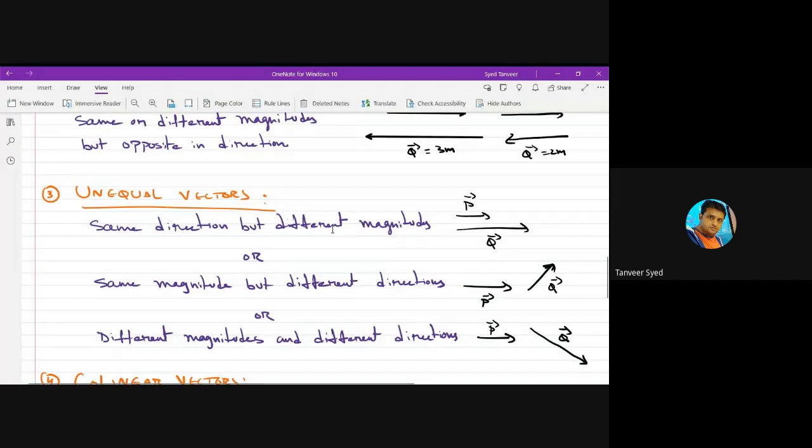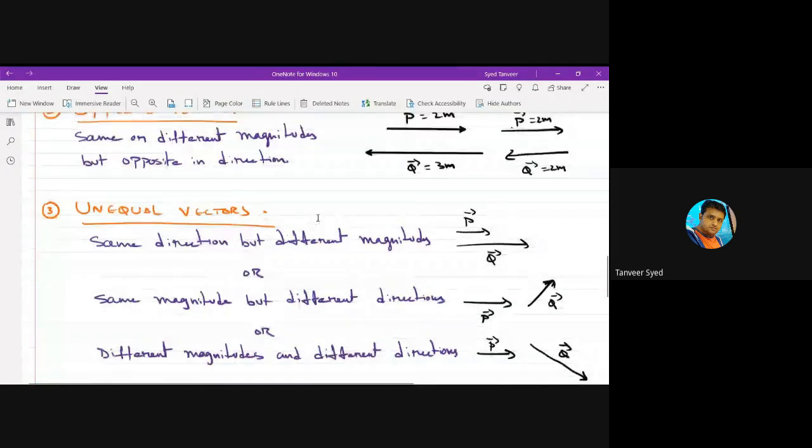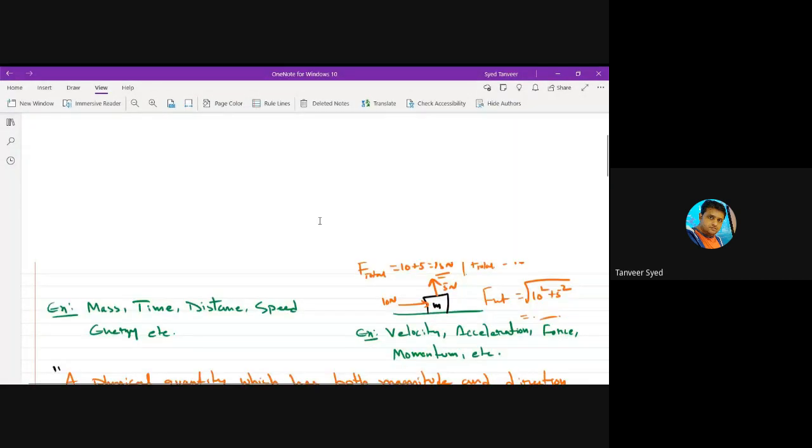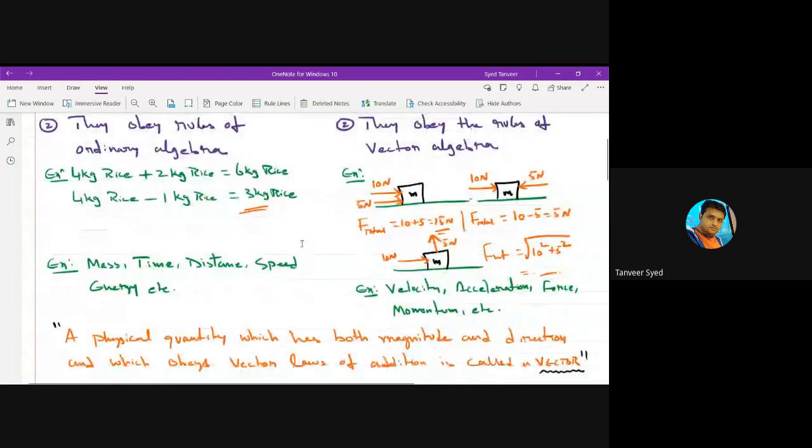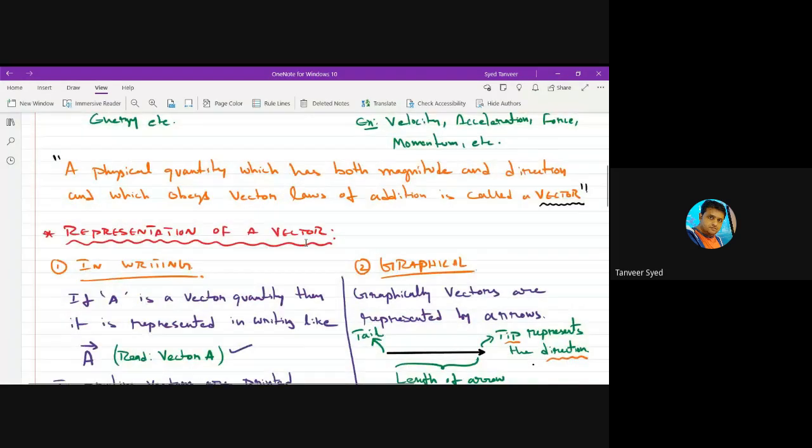I will revise what we were discussing yesterday. Then we'll go to the next topics. We were discussing differences between scalars and vectors. Quantities which have both magnitude and direction, and also obey vector laws, are called vector quantities.